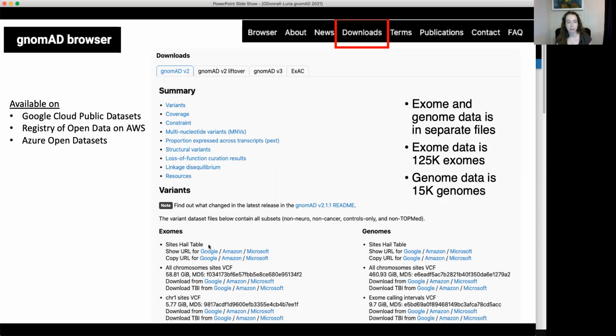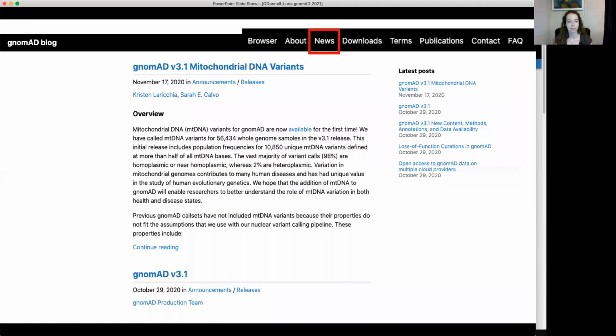There you can find information about how to download all of the data, from the variant data to the constraint data, to the structural variants, and many of the things I've talked about today. I just want to point out there's a common misconception that the genome data is the non-coding data and the exomes is the coding. It is not. The exome data is literally the 125,000 exomes. The genome data is the 15,000 genomes. If you just got the genome data, you would be missing 125,000 exomes worth of data. So check out whatever you need for your analysis.